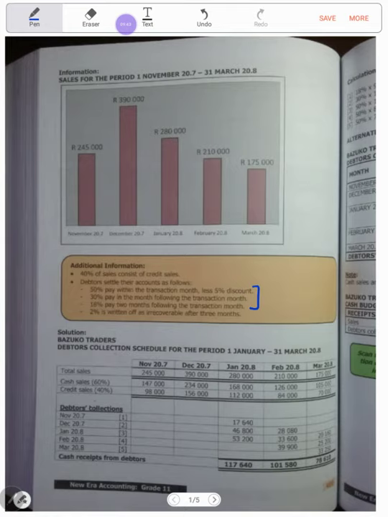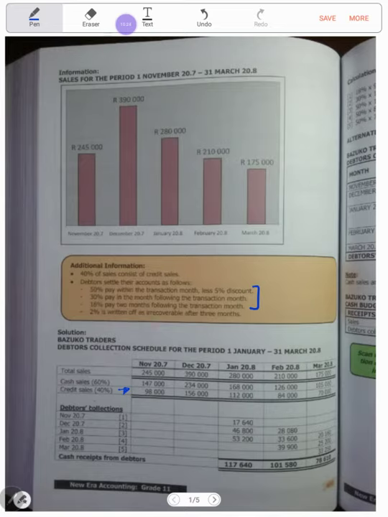All right, so again, your debtors collection schedule. Debtors is your keyword. What is a debtor? It is someone who owes the business money, someone who bought goods from the business on credit. So what are you interested in, grade 11s? You are only interested in your credit sales at this moment. You are only interested in the credit sales when you're working out your debtors collection and how they will be paying the business the money back.